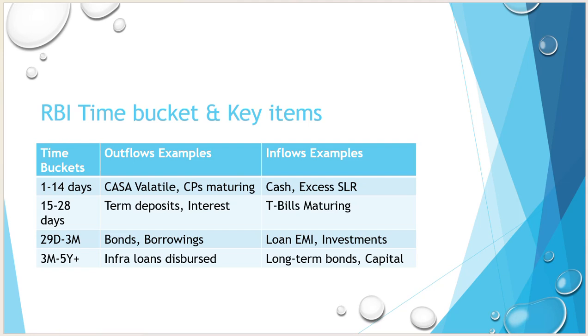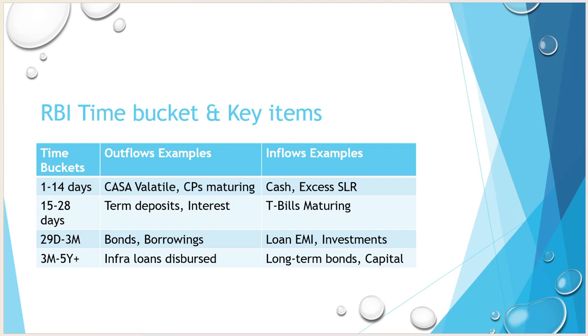So loan EMI principal or the interest received by the bank, or the investment capital, or the rental income, which are the inflow for the 20 to 39 months, and then the 3 months to 5 year plus time bound is a different thing.